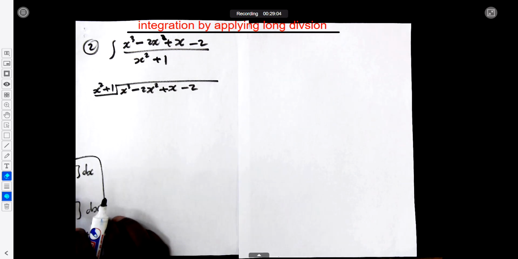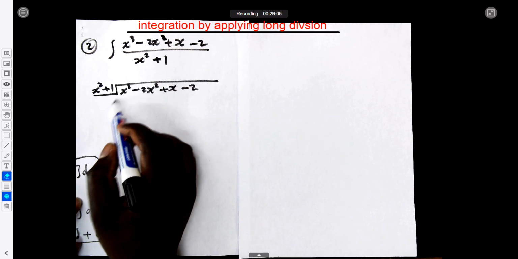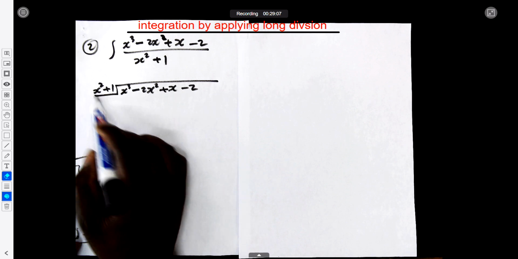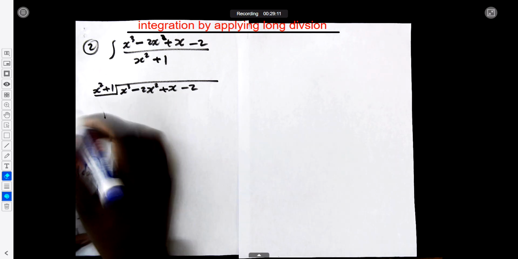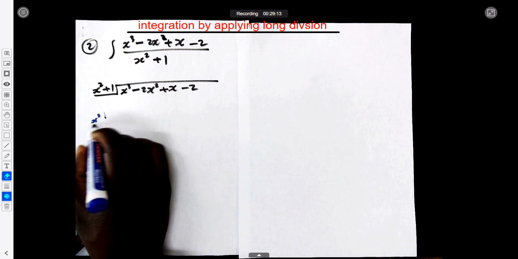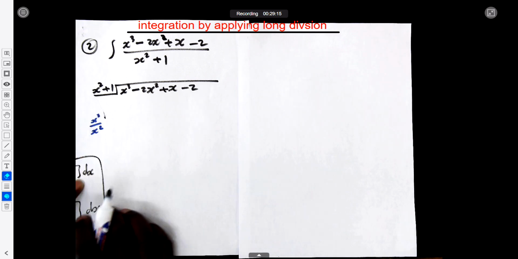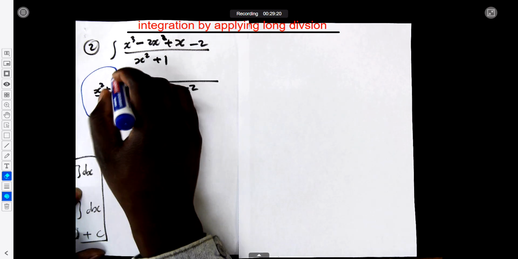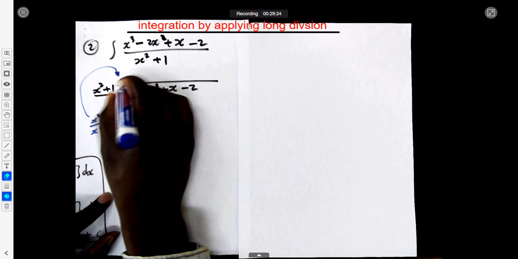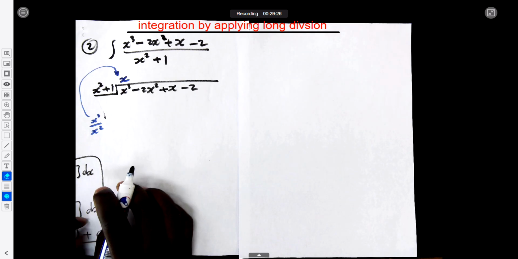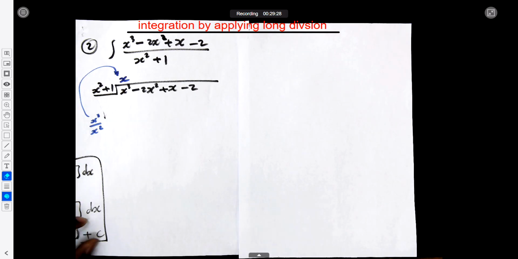So according to the rule, we always divide the first term of the dividend by the first term of the divisor. But just for explanation purposes, I can just write it x cubed divided by x squared. So what is x cubed divided by x squared? The answer that you get, you write it on top of the root. So we get x. The rule says that you must remultiply after dividing.